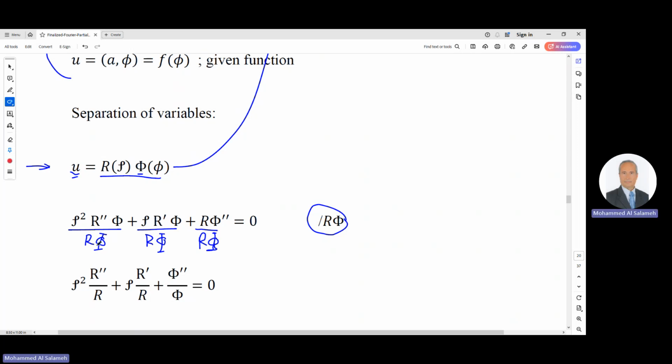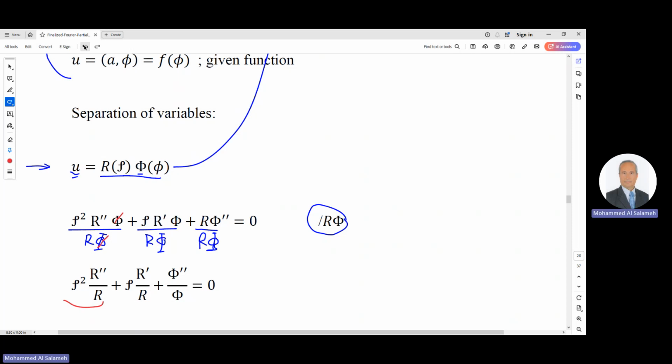Now here in the first term, phi will cancel with phi, and we will end up with rho squared times R double dash over R. In the second term also, phi will cancel with phi. Capital phi is the function. Small phi is the independent variable, the angle, while capital phi is the function. The result is rho R prime over R here. And in the last term, R will cancel with R, and we will end up with phi double dash over phi equal to 0.